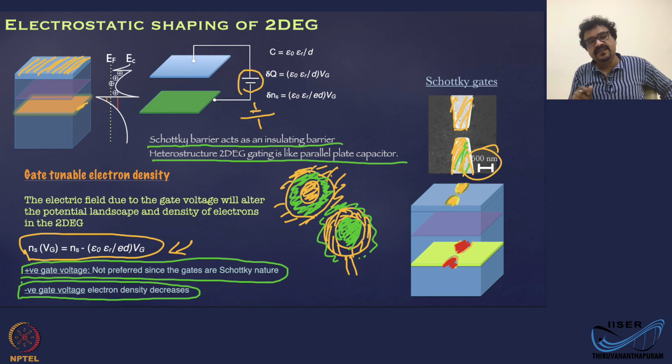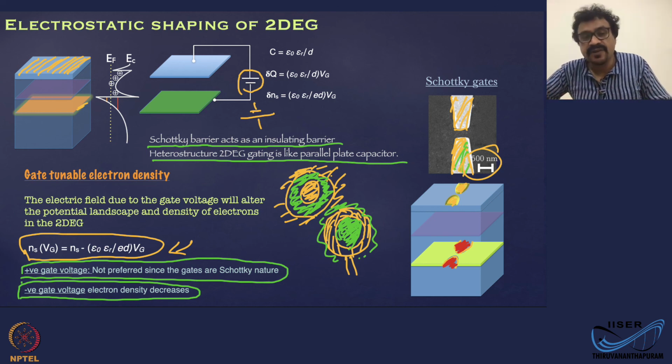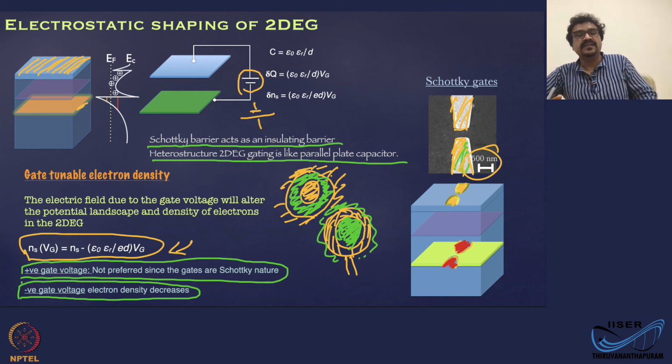So this technology is called electrostatic gating or electrostatic shaping, and that is probably the technology by which all the quantum devices on two-dimensional electron systems are made. And these are made by microfabrication techniques, lithography, and other clean room processing techniques that we will briefly mention in one of the coming lectures.